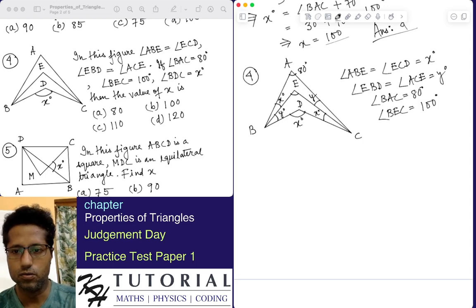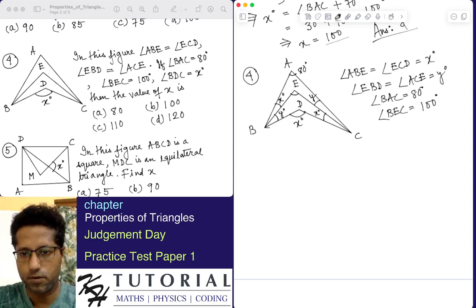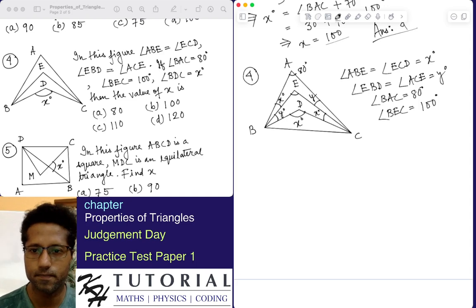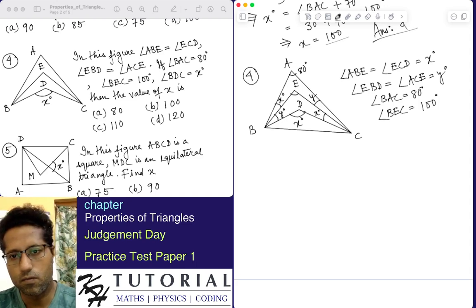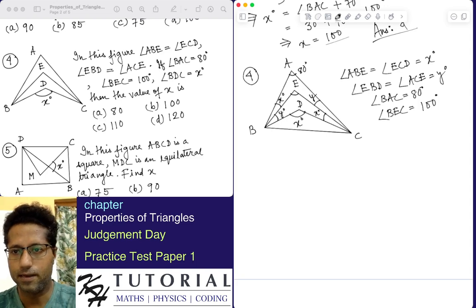I am thinking to join the points B and C, and then I will get the triangle ABC, and one angle A is 80 degree. Okay, now I have to utilize the angle 80 degree and 100 degree. So BEC is 100 degree.